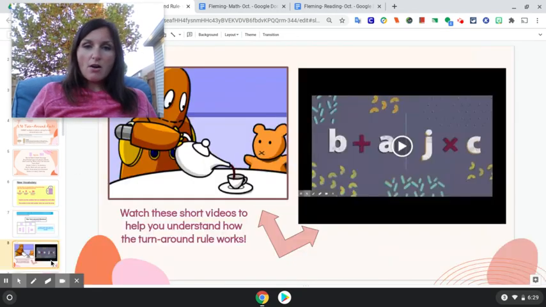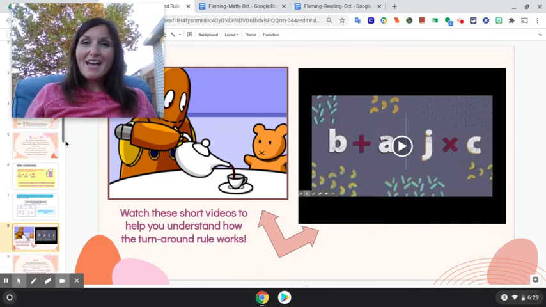Here are some examples. These are 2 short videos that you can watch to help you understand the turnaround rule a little bit better. I'm going to come back on here in a minute and show you my model.